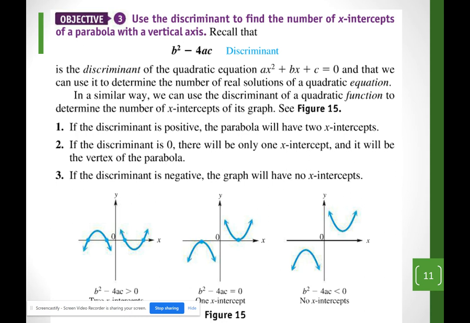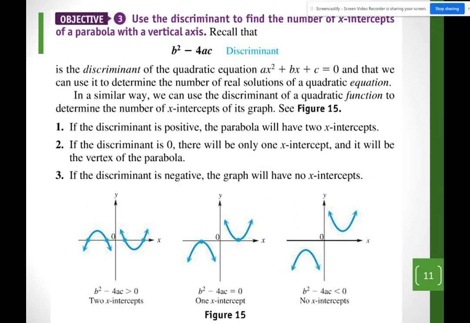Now, our discriminant. Our discriminant tells us a big thing: how many times we're going to cross the x-axis. If our discriminant is positive, so if our discriminant is more than 0, and when I talk about discriminant, I'm talking about b squared minus 4ac, if this is more than 0, I'm going to cross the x-axis twice.